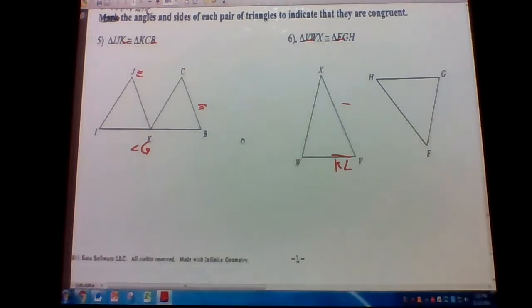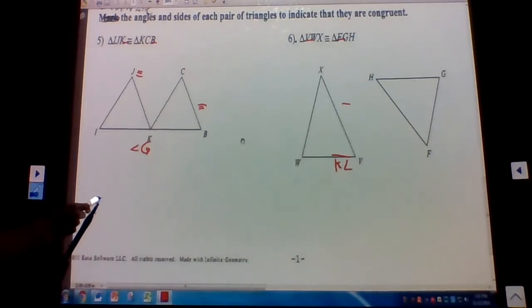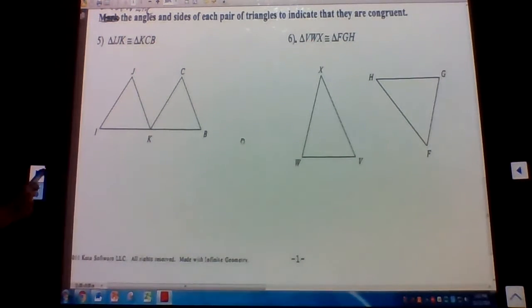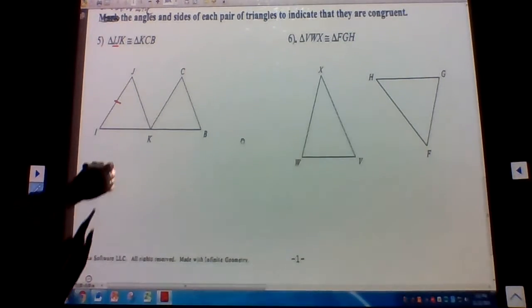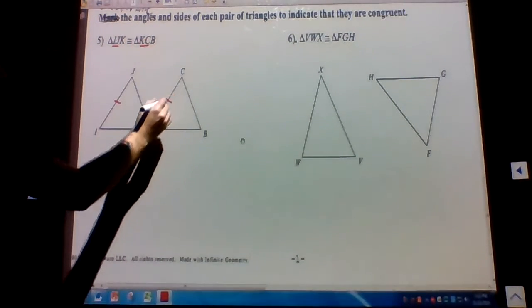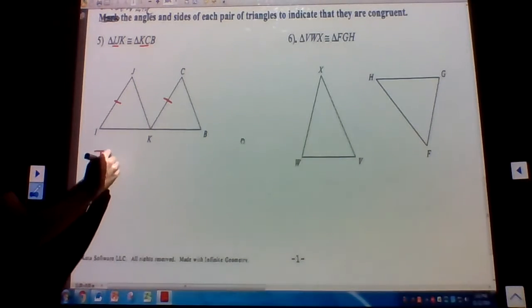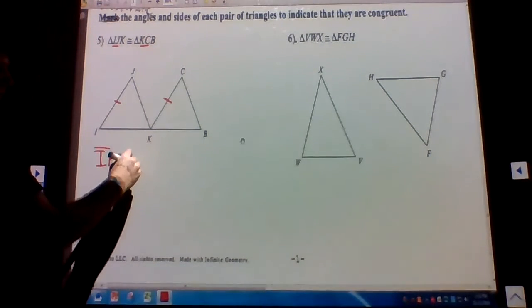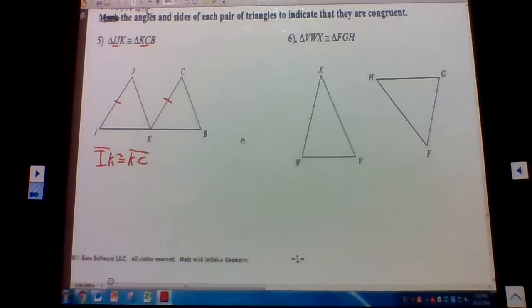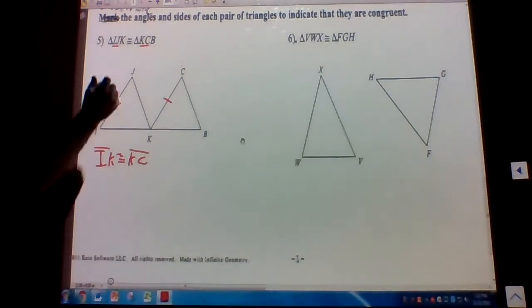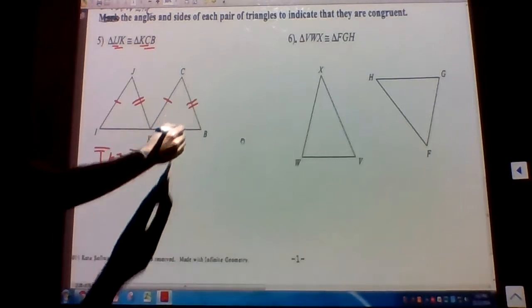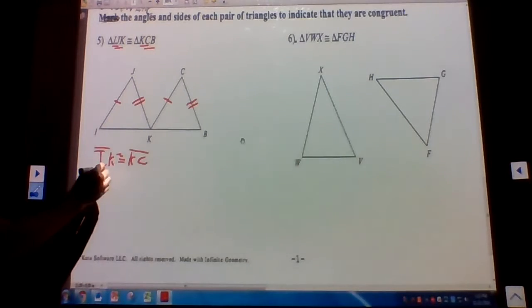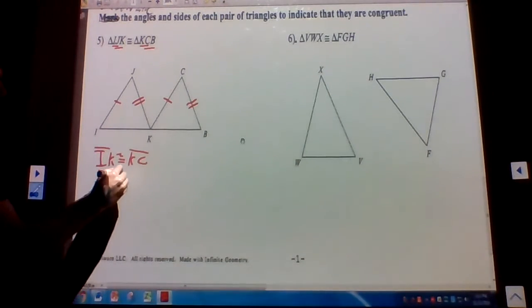Okay, for 5 through 9, we want to mark and name angles and sides for each of the triangles that are congruent. So we have to use the names here. IK are the first 2 letters, and that's congruent to KC. So we know that IK is congruent to KC. We have JK, which is the last 2 letters, congruent to CB. So we put 2 hash marks in both of those. So JK is congruent to CB.